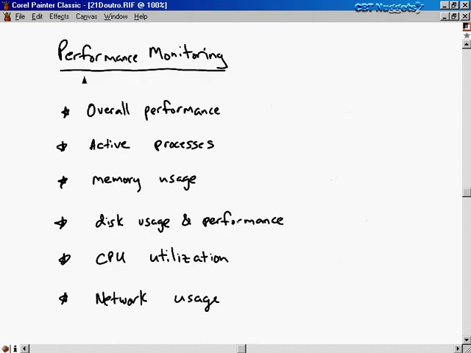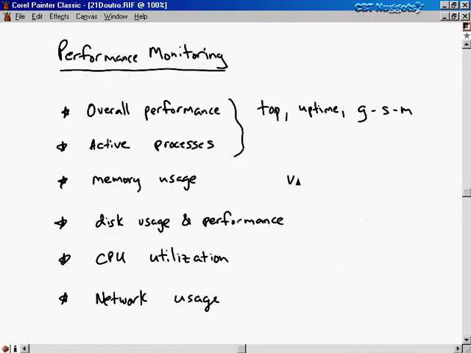Well, it's time to wrap up our nugget on performance monitoring, and let's wrap it up by going back over the various things that we wanted to be able to keep track of, and then talk about the utilities that we learned that can keep track of these things. Overall performance and active processes, we can keep track of with the top command. The uptime command gave us those load averages for overall system performance. There was also the GNOME system monitor. The way that you execute that is you type gnome-system-monitor, and that was a graphical utility that let us see the active processes and the performance of the system.